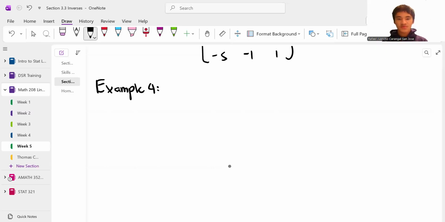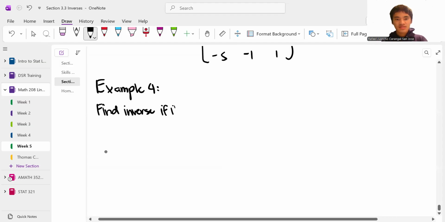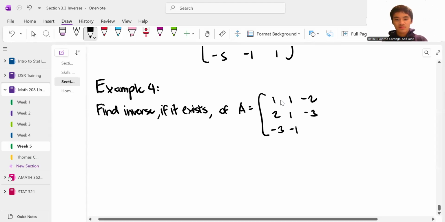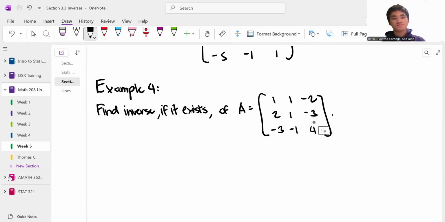So let's proceed to example 4. You want to find the inverse, if it exists, of this A matrix: 1, 1, -2, 2, 1, -3, -3, -1, and 4. Okay, how do we do that?